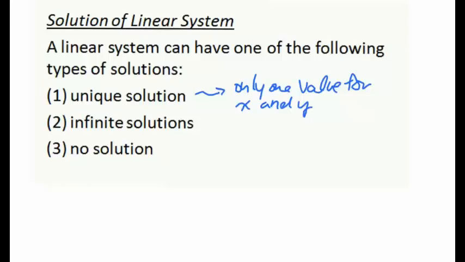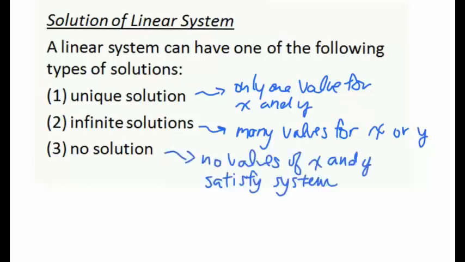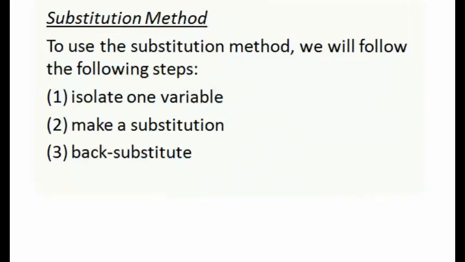The second type of solution we might obtain is called an infinite solution, and this occurs when we have many different values that are going to satisfy our system for both of the variables x and y, or for one of them. The last type of solution we might obtain is called no solution, and this means that we're unable to find values of x and y that are going to satisfy all of the equations in our system at the same time. The first method we're going to look at is called the substitution method.